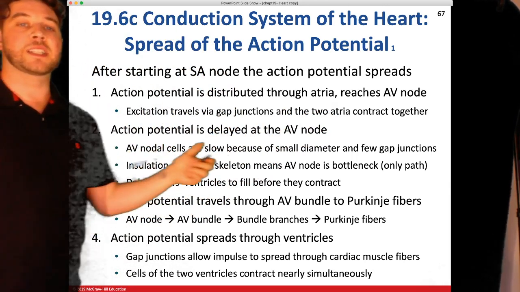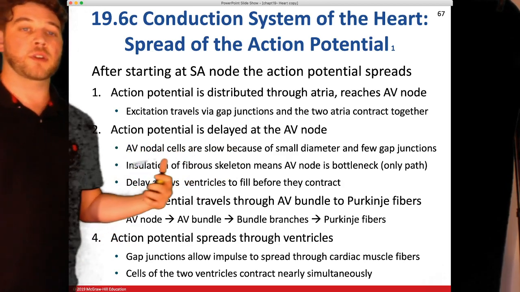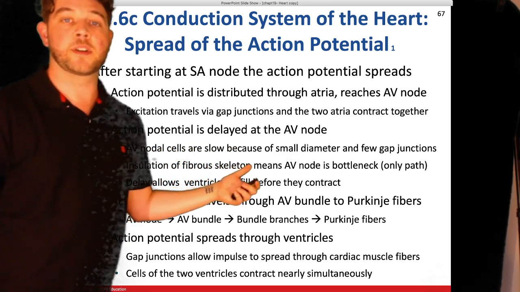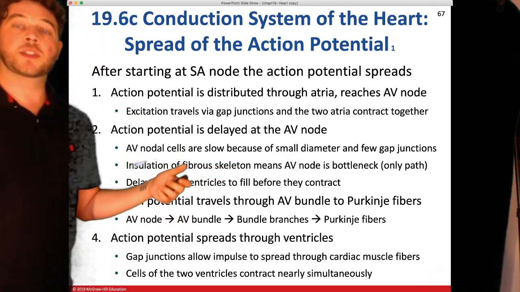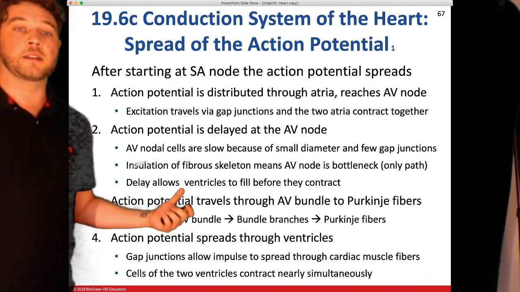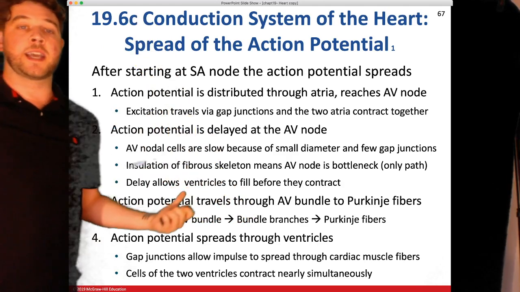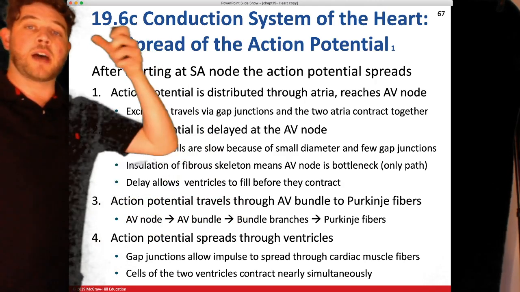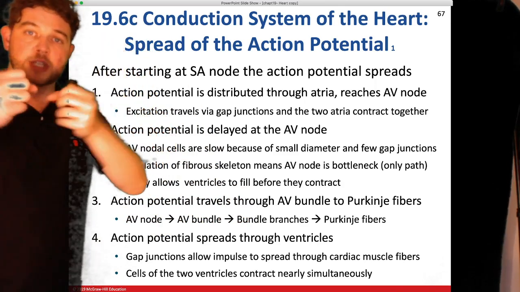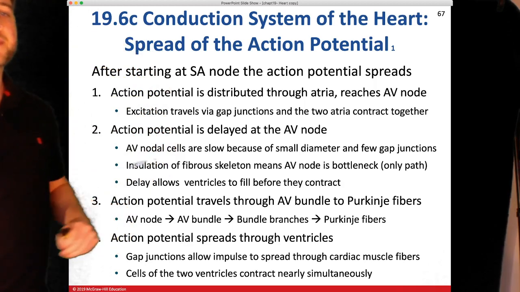The action potential is delayed at the AV node. Your AV nodal cells are slow because of the small diameter and fewer gap junctions. And this is good. The delay allows the ventricles to fill before they contract. So this delay at the AV node allows the atria to fully contract and empty into the ventricles.